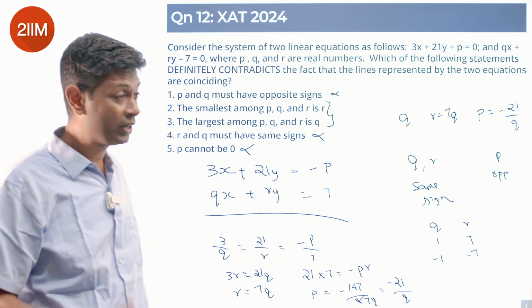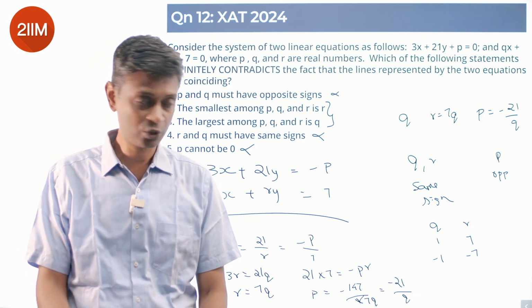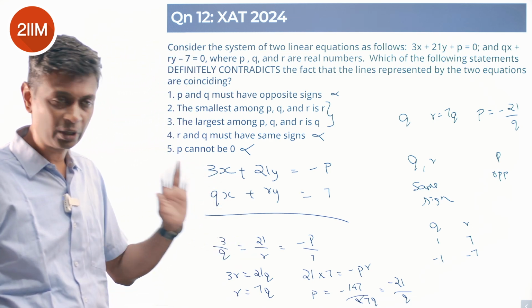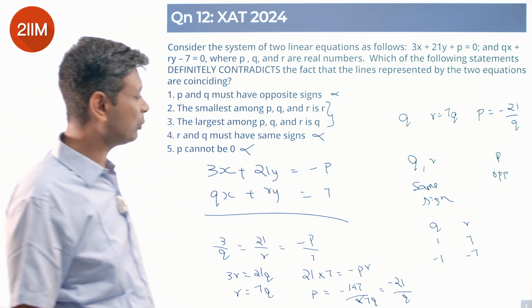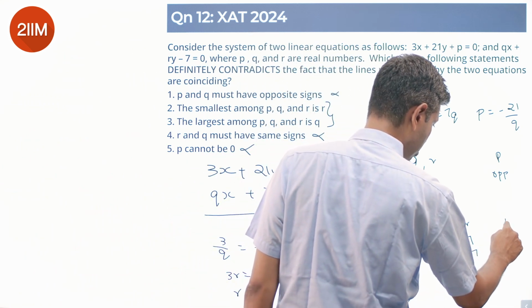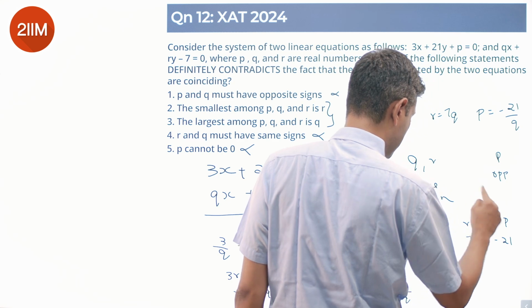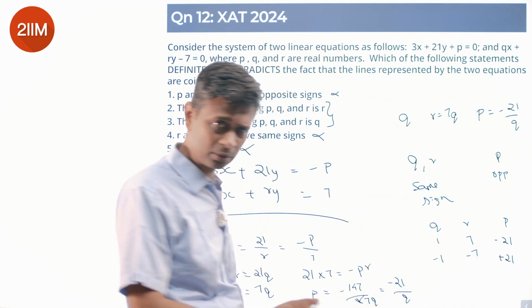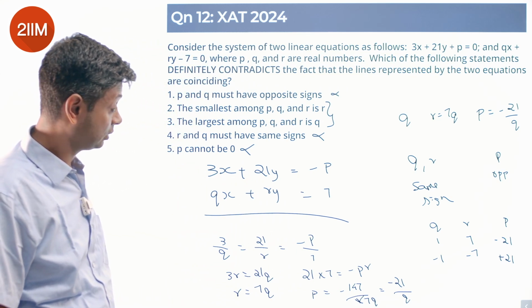So I know that Q and R are the same sign, but both could be positive, both could be negative. I don't know which is what. So Q and R could be 1 and 7, or minus 1 and minus 7. We know R is 7Q. Right? P is minus 21 by Q. So P is minus 21 by 1, which is minus 21, or plus 21. Both are possible. So the smallest among P, Q and R is R.